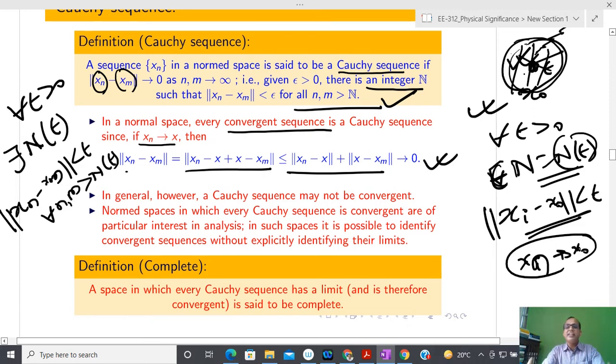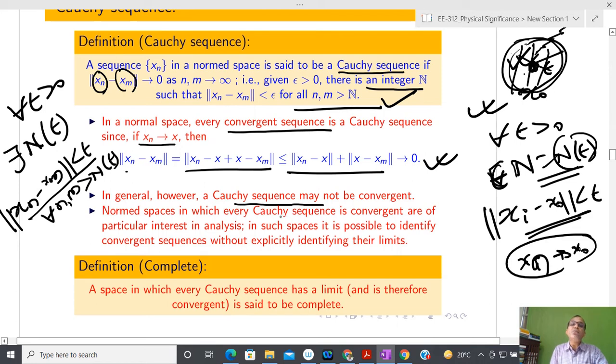If that is decreasing, then I can always find some natural number n such that the distance between two terms is going to fall inside this ball. Now try to see the reverse. What we have seen just now is that if I have a convergent sequence, then it is also a Cauchy sequence. So the question now is whether every Cauchy sequence is also convergent. The answer is no.